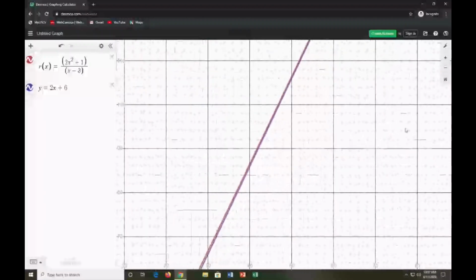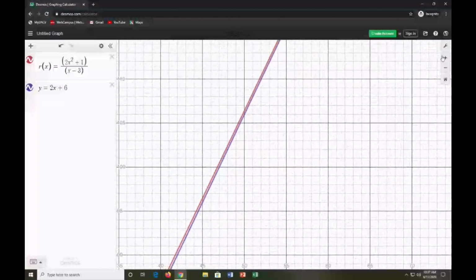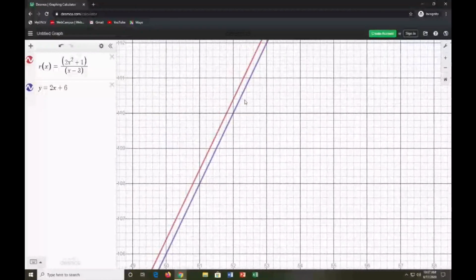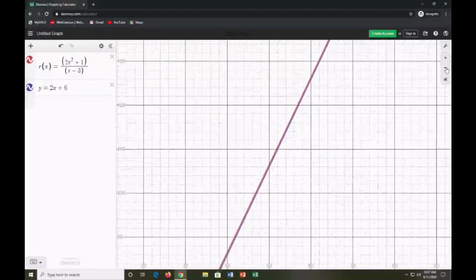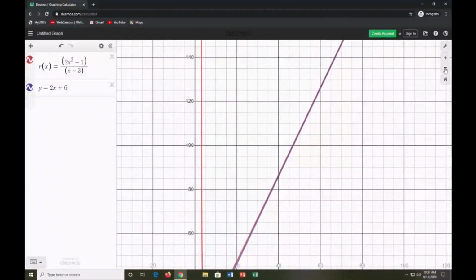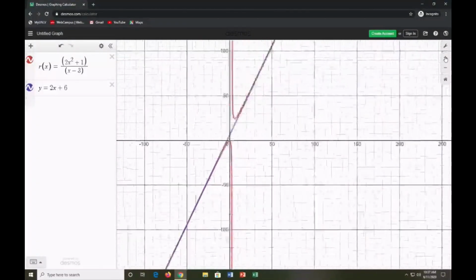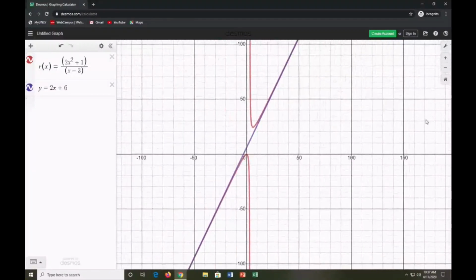We can zoom in as much as we want, right there. See? When we zoom in, they become parallel, but they do not touch. The purple is the straight line 2x plus 6, and the red line is the graph of the rational function. I hope this is all making sense as you watch the video. Okay, right there. So maybe I should zoom in a little more like that. Okay, that's the slant asymptote. Okay, so let's get back to the dock camera.